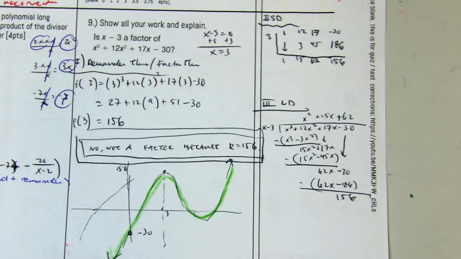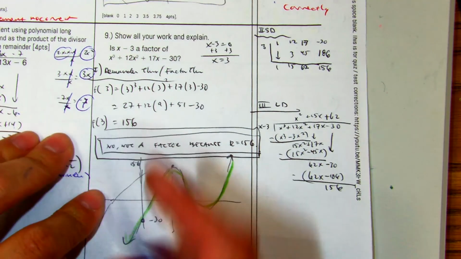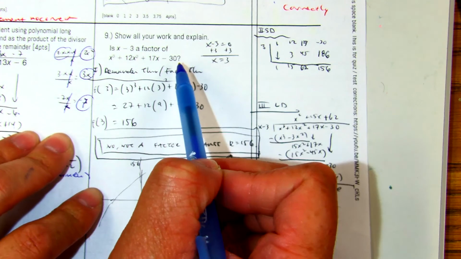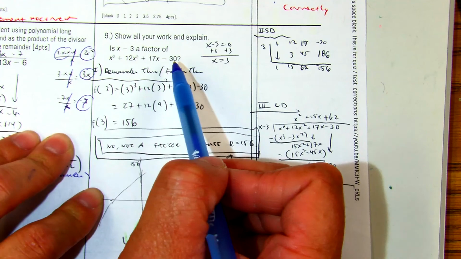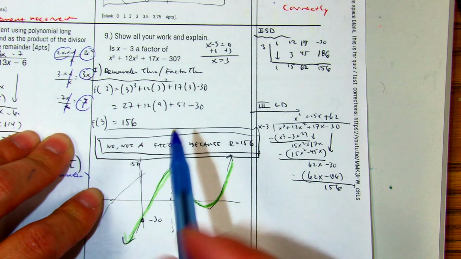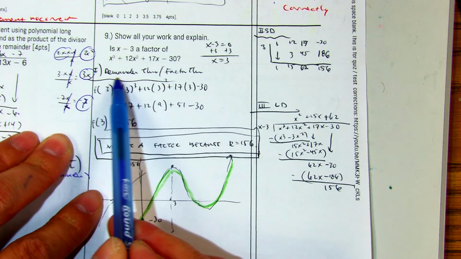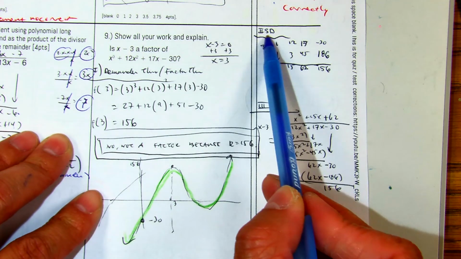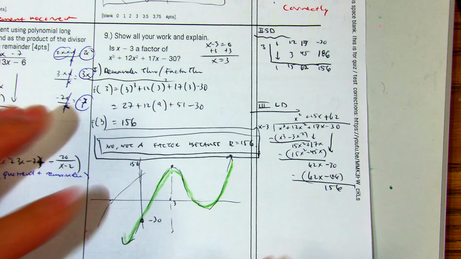Show all your work and explain, is x minus 3 a factor of this polynomial? There's actually 3 ways to solve it. You don't have to choose all 3. And I'm sure, hopefully, you did one of the 3. You can use the factor or remainder theorem. You can use synthetic division, or you can use long division. Let me explain the remainder theorem.